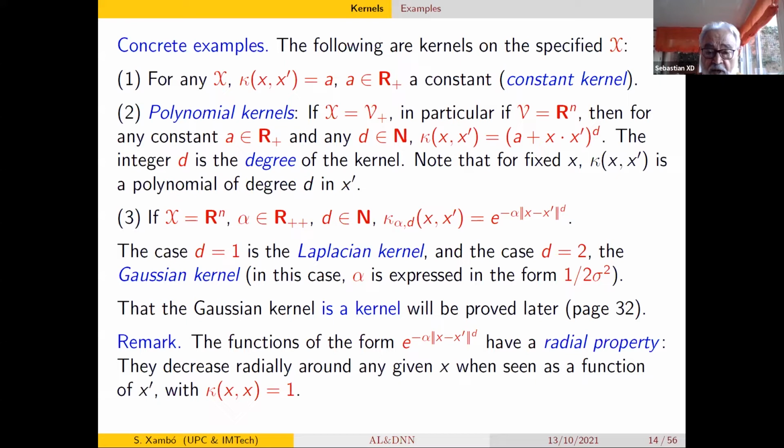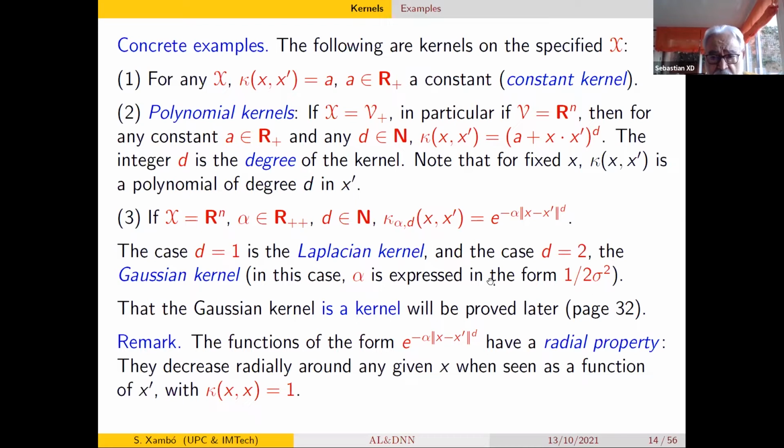In this case, alpha is usually expressed in the form 1 divided by 2 sigma squared, just to make sigma have the dimensions of the norm of x minus x prime. That this is a kernel will be seen later on page 32. It's not completely obvious that it's a kernel, and in principle, how would you check the Mercer condition? It's not clear, but it will be very clear later.